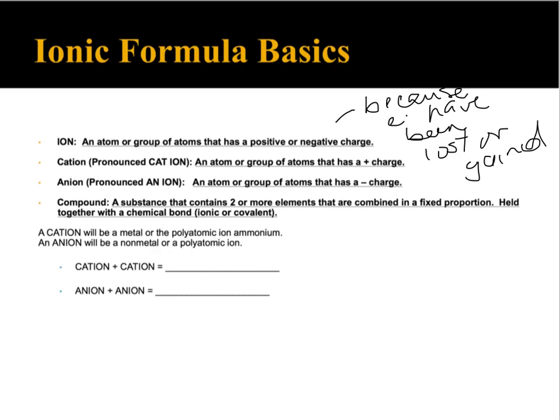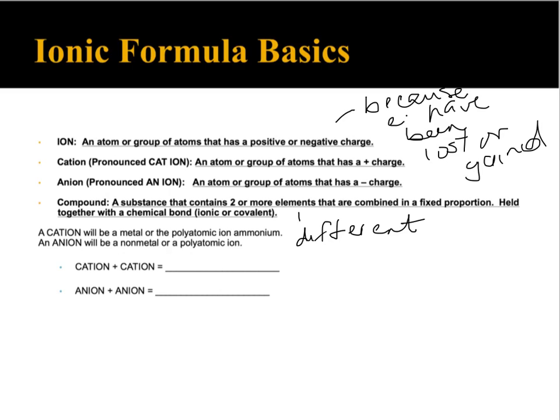Ions come together to form compounds. Now, we know that there's a couple of different kinds of chemical compounds. Specifically, we're learning about how to write formulas for when ions come together, so for ionic compounds. Chemical compounds are substances that contain two or more different, and it's important that you note that the elements are different, that are combined in a fixed proportion.